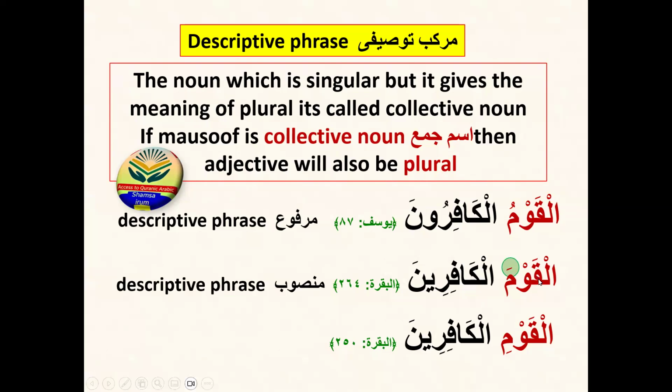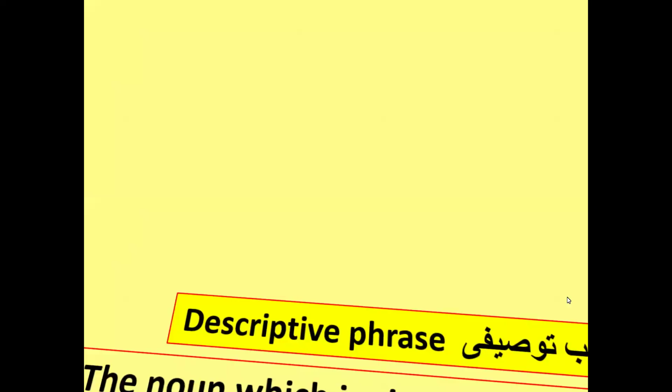So this whole descriptive phrase is mansoob. And al-Qawmi is majroor. The mawsoof is majroor, so al-Kafirina is also majroor here. So this descriptive phrase is majroor. Okay. So how quickly you can check when this ina sound is mansoob and when it is majroor: simply check the mawsoof and you can guess quickly. Okay, this is called the collective noun.